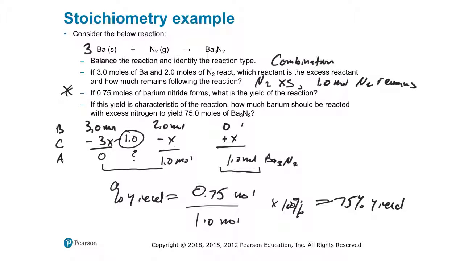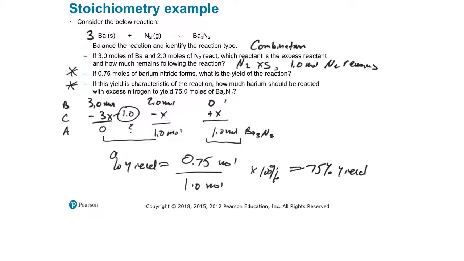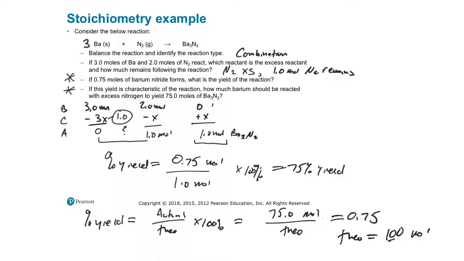Okay, we're going to try the final one. The final one is actually kind of tricky, but give it a try, and then we'll wrap it up. Okay, in the last step, we're being asked how much barium should be reacted with excess nitrogen to yield 75 moles of barium nitride.